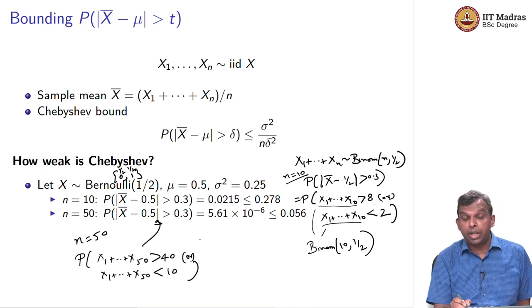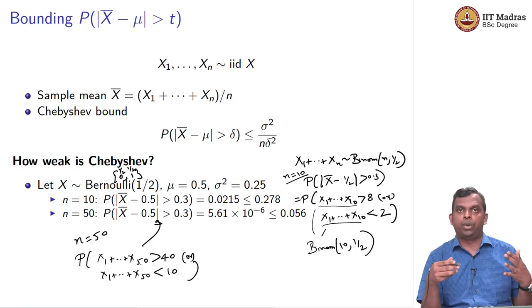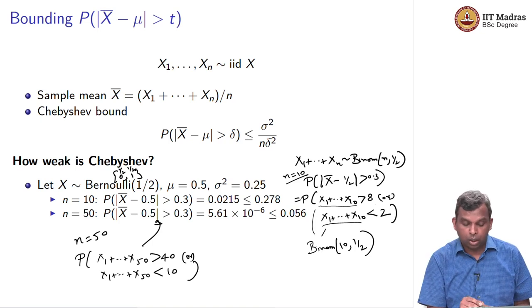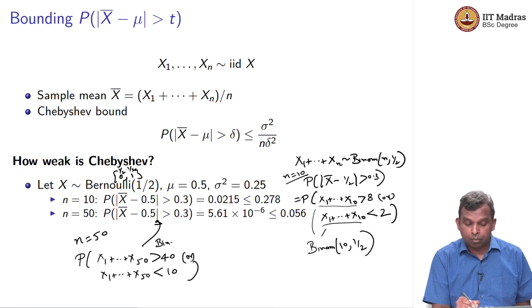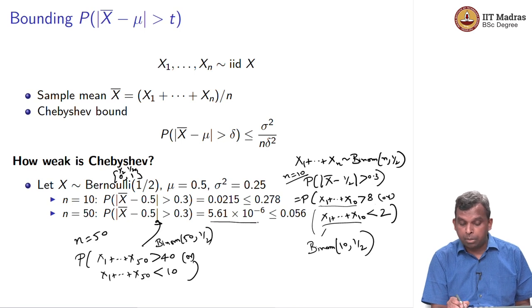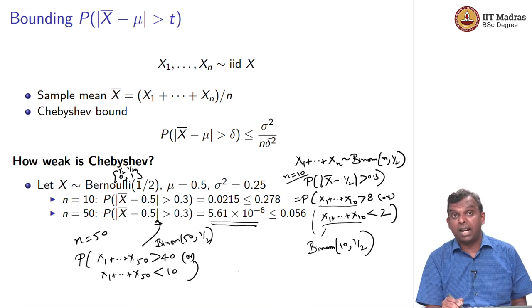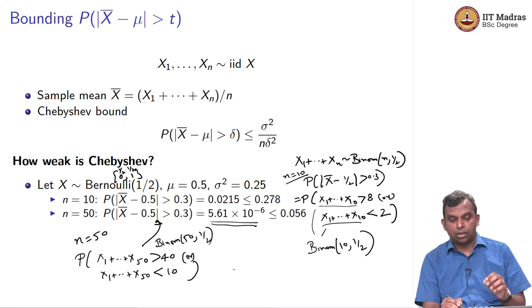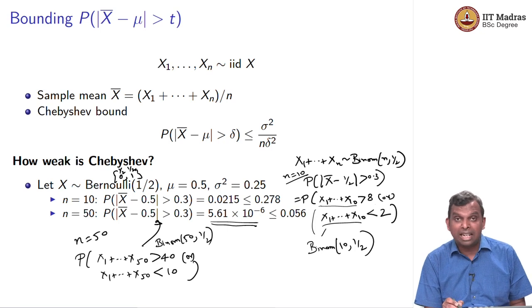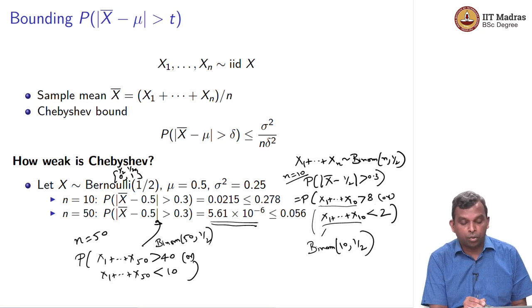This also can be evaluated. You can put it into a computer program, you can take your Python notebook, look at the CDF of binomial(50, 0.5), right. So that's the probability. And look at the number here, it's 5.61 × 10⁻⁶. It drops dramatically, right, from n equal to 10 to n equal to 50. The probability that the sample mean deviates from 0.5 by more than 0.3 falls dramatically here.